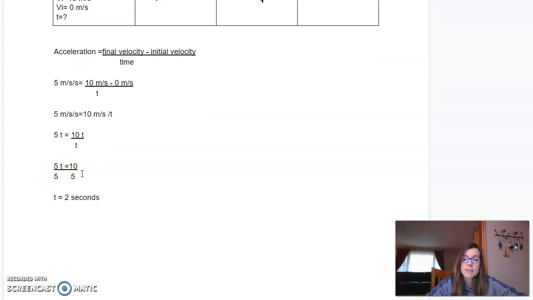Remember, we always do the opposite operation when we want to get a variable by itself. So this is multiplying, right? 5t equals 10. So we're going to divide to get t by itself. So 5t divided by 5 on both sides. The 5's would cancel out, and 10 divided by 5 would be 2. So our time is 2 seconds.